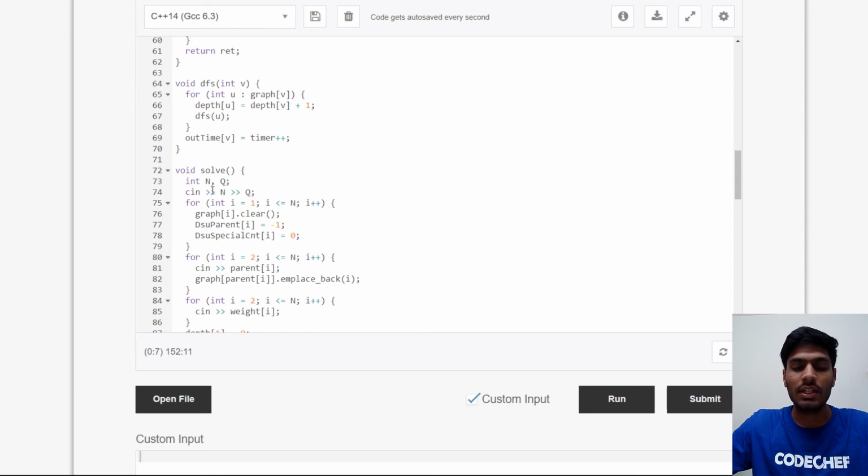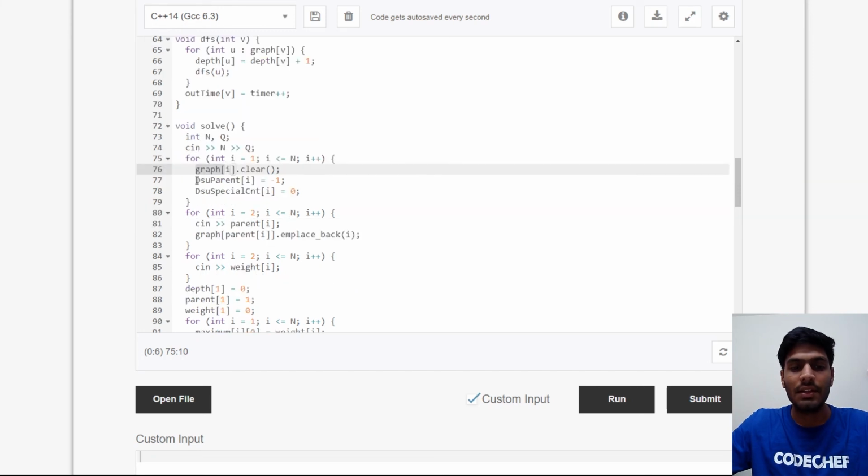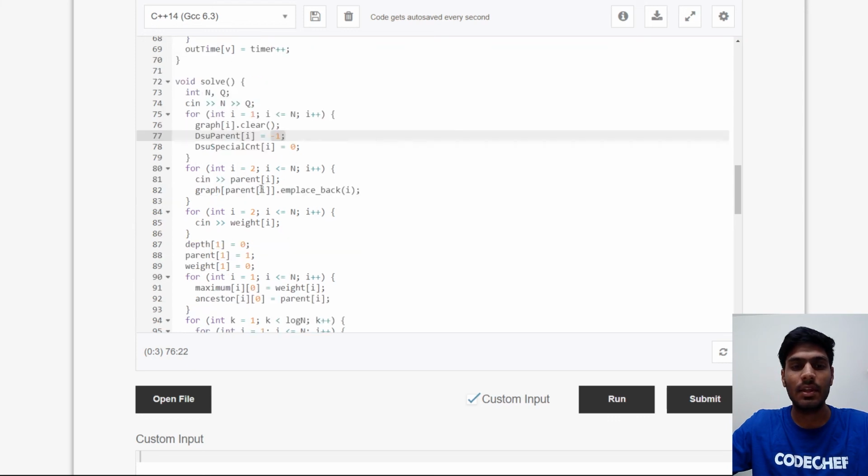Inside of the solve routine, we first take the integer n and q as an input. Then for each vertex from 1 to n, we first clear out the graph entry. The graph entry of each vertex will contain the adjacent neighbors of that vertex. The DSU parent will also be initialized to -1. So all the vertices will remain as independent sets. After that, the special count, which I was mentioning as CK in our approach, is initialized to 0.